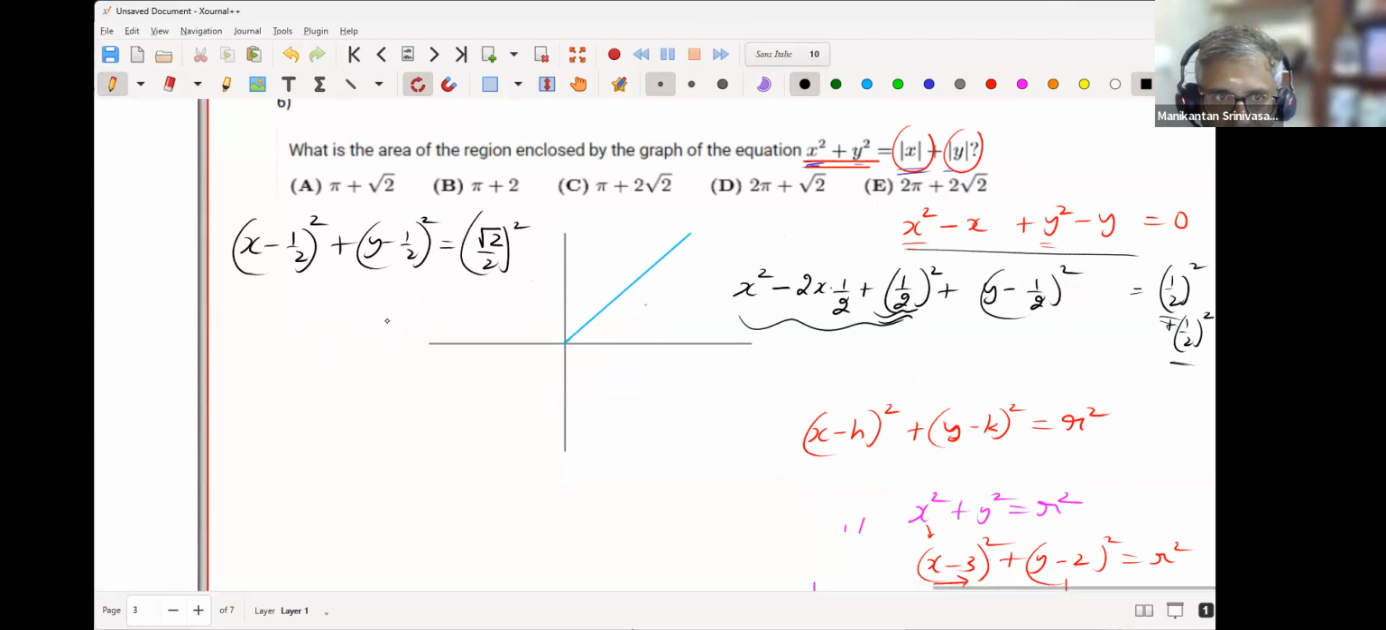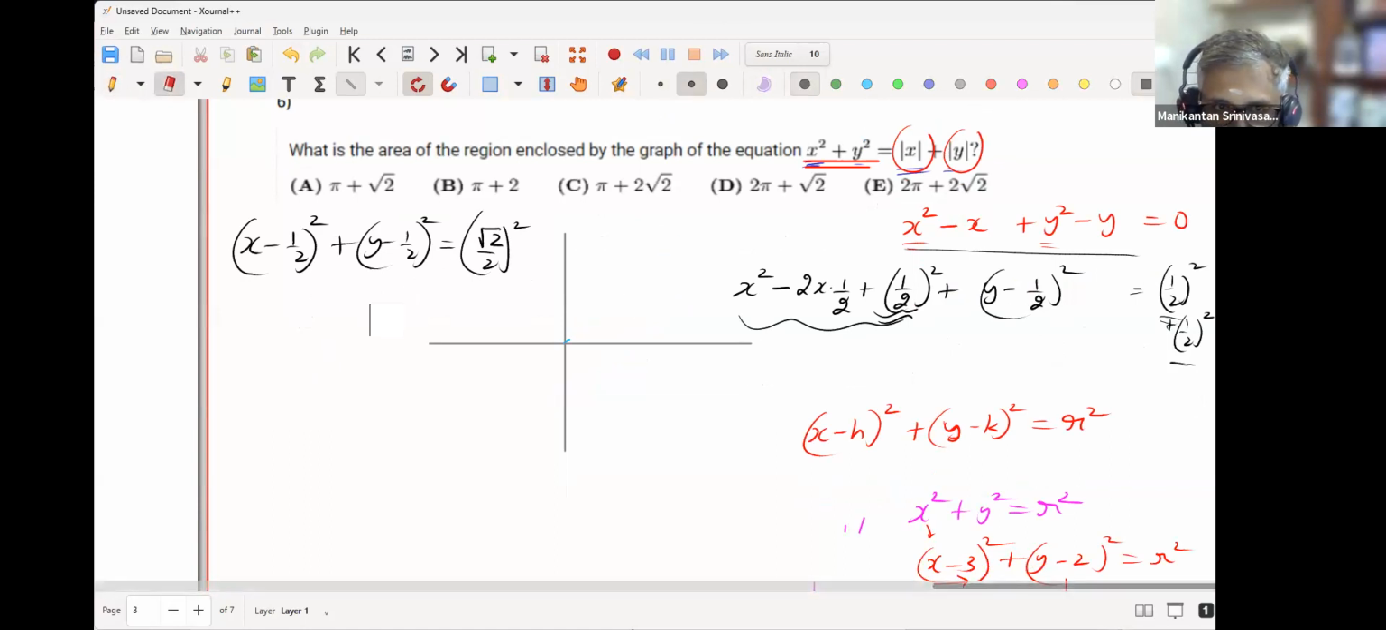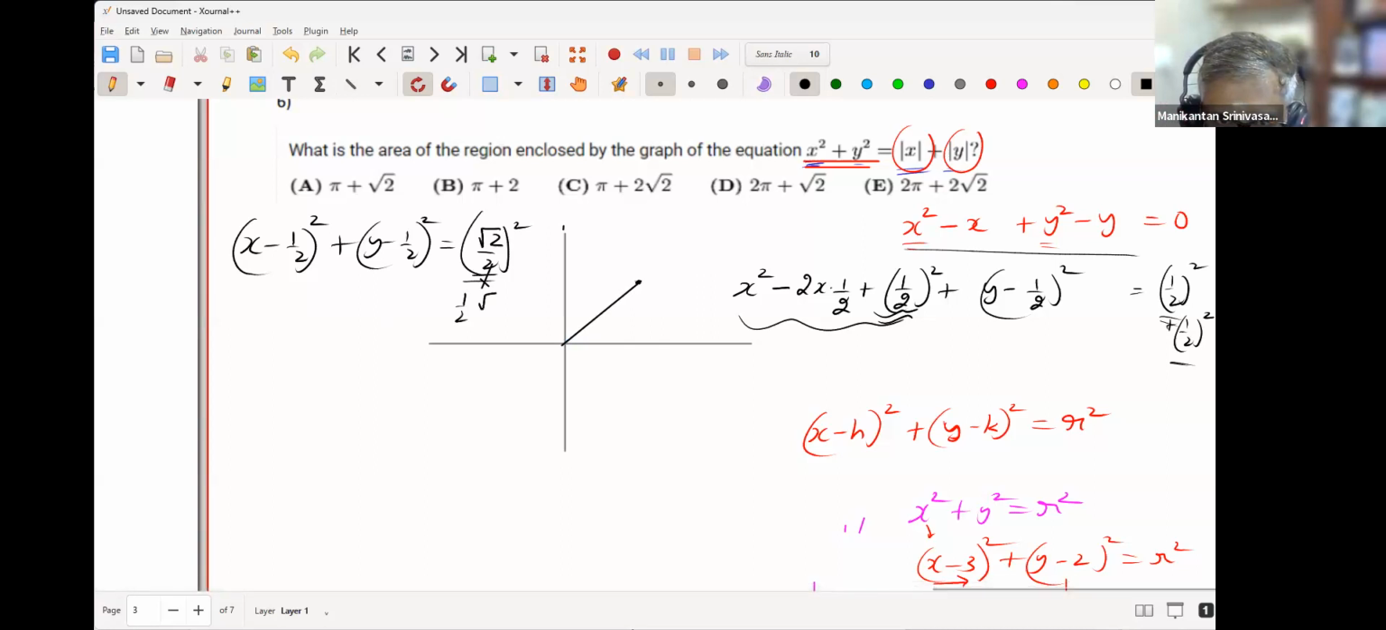But what sort of a circle? A circle with center at half, half. Let me just draw half, half. Half, half is the center. And the radius is 1 by root 2, or rather half times root 2, which means the radius is this much. Are you guys able to visualize this? So the radius, this quantity, is half into root 2. So if this is half, this is half into root 2.